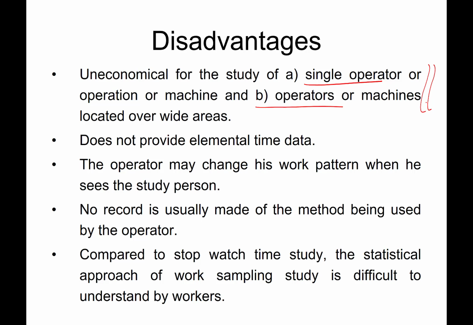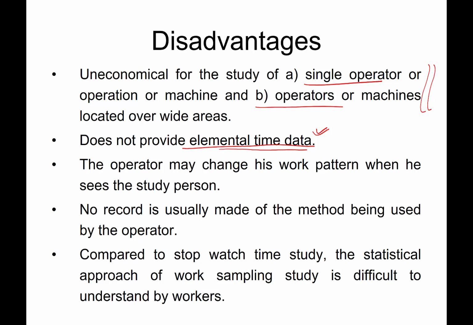Another undesirable aspect related to work sampling is that it doesn't give the elemental time, like the time for which the machine is being set, or the job is being machined, the actual machining job, the actual unloading job. So the time for individual activities is not obtained in this. It gives us the total time and the total output. Based on that, the standard time is set.